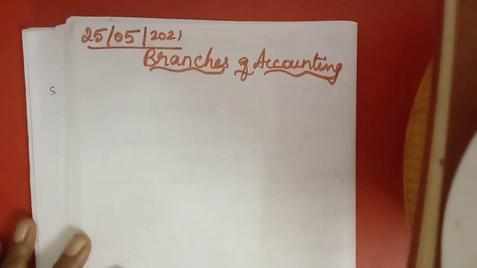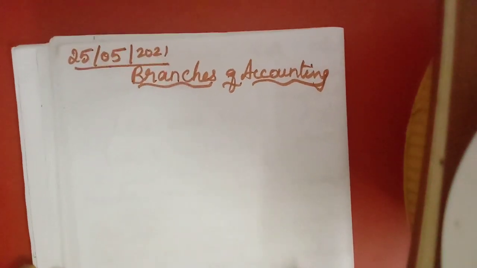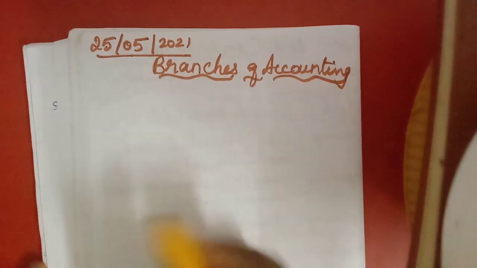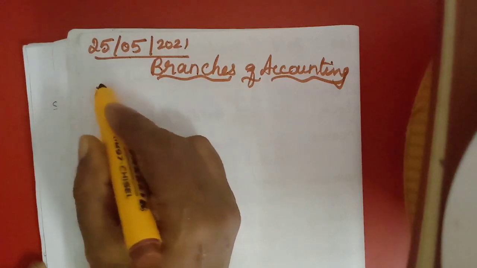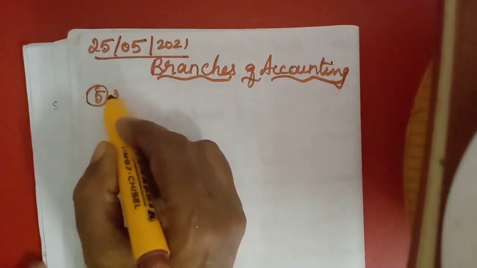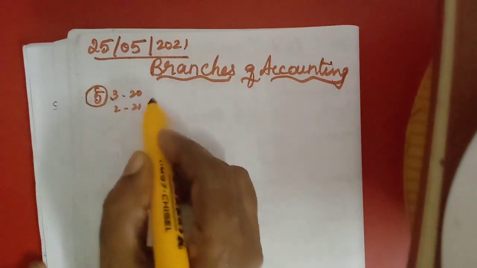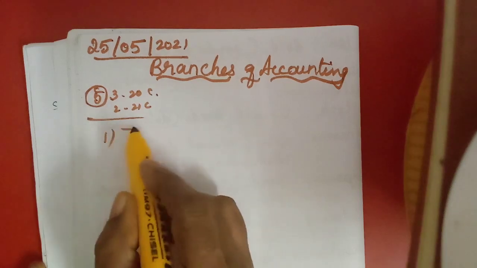Now today we will learn about the branches of accounting. In the introduction itself I have told you, in the evolution of accounting we have learned. Here I will explain a little more. There are 5 branches of accounting. The first 3 belong to the 20th century, and the last 2 to the 21st century. So we will see the first one, financial accounting.